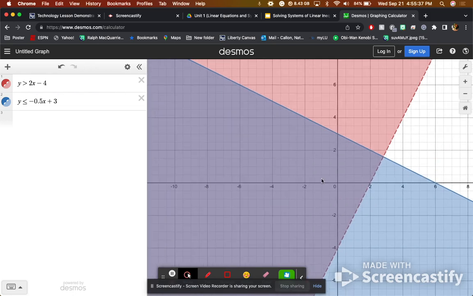Now, when it talks about our solution area, you can tell that by the darker area. So you have this red section and this blue section. This is where they overlap, where you have a red and a blue.